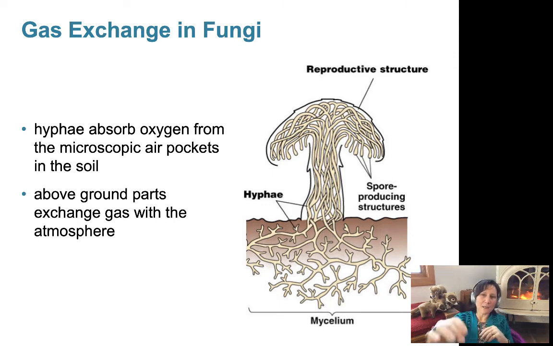In any case, the hyphae and mycelia that are underneath the ground will engage in gas exchange with pockets of air that are in the soil. So it diffuses across the cell membrane. And then for those structures that are above the ground, of course, they exchange gas with the atmosphere. And again, it just diffuses across.